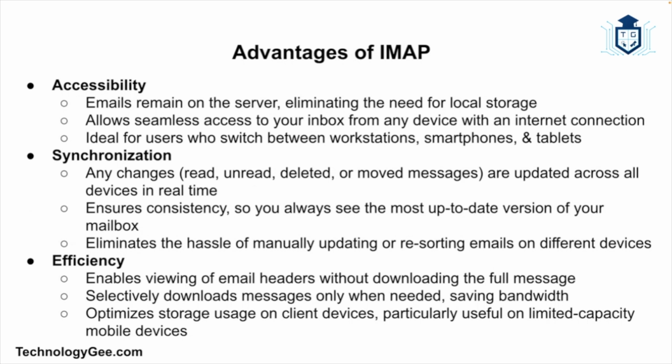So IMAP offers several advantages over other email protocols, making it the preferred choice for many users and organizations. First advantage is that of accessibility. So emails are stored on the server, allowing users to access their messages from any device with internet connectivity. There's synchronization. So changes made on one device are automatically synchronized across all devices. There's efficiency. So users can view headers and selectively download messages, conserving bandwidth and storage.